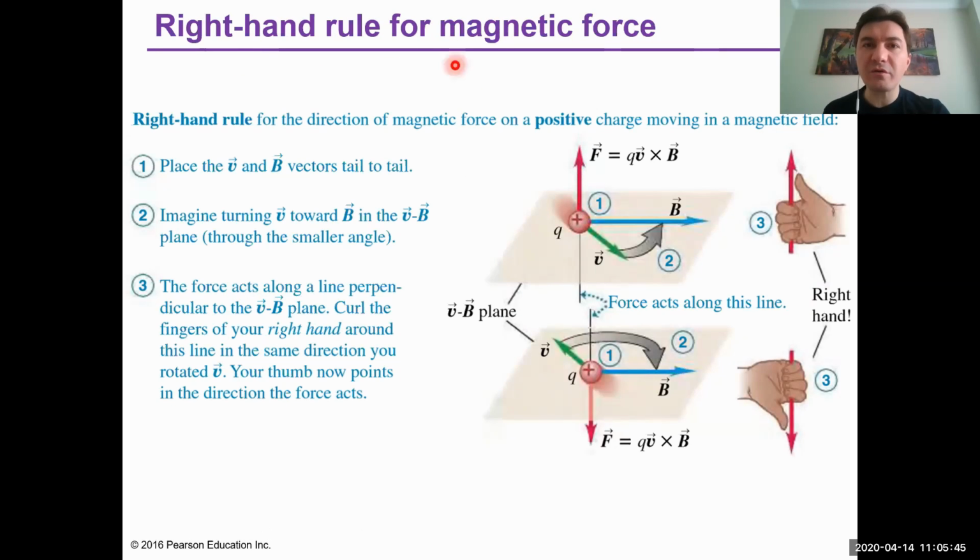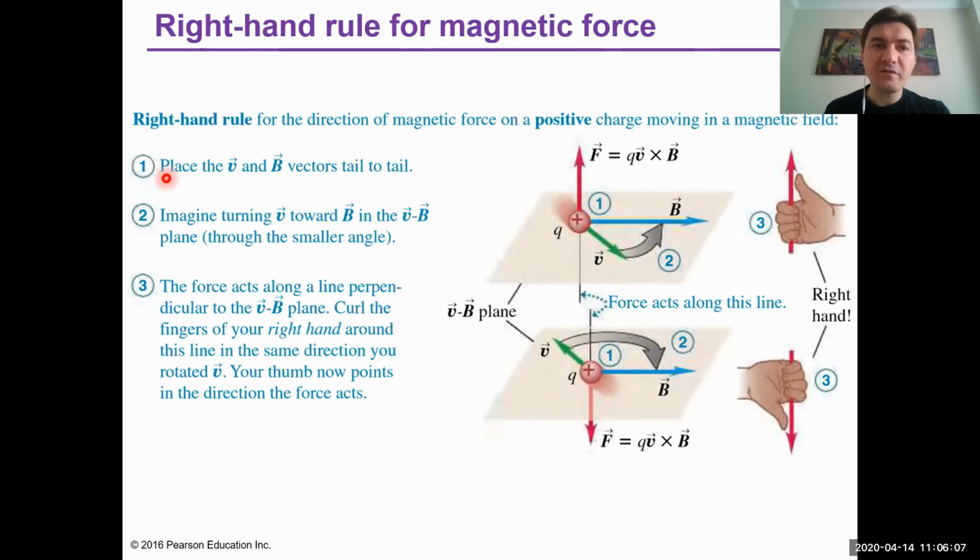Direction of the force is given by the right-hand rule, okay? So how to do that? Let's consider we have a positive charge. This is the direction of the magnetic field. This is the direction of the velocity. The charge is moving like this in that direction. So what is the magnetic force due to the magnetic field?